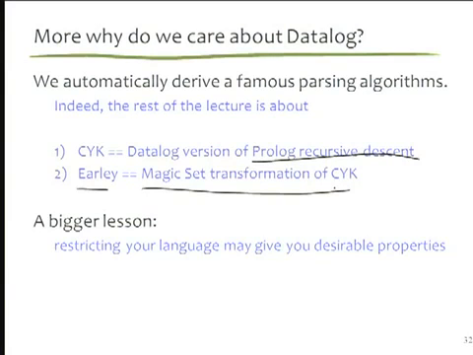I won't quite explain what the magic transformation is in general, but specifically you will see how you can make it much faster. But the bigger lesson for CS164 is that if you take a language and you throw out features from it and you say you can only do this, but not that, all of a sudden the language is easier to understand, implement.